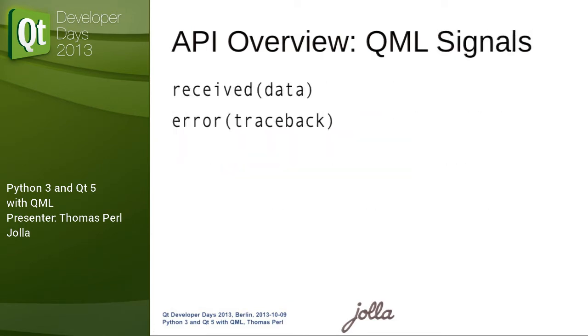There are two signals on the Python object in QML. There's received, with data. That's for all the events that are sent from Python without a specific handler set. So if you send some event from Python and it doesn't have a handler set already, this signal will be fired, and you can deal with the data there. And there's an error signal that happens when some error happens inside Python, and you get the traceback as a string there.